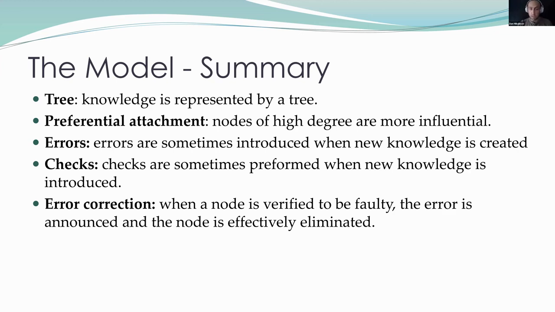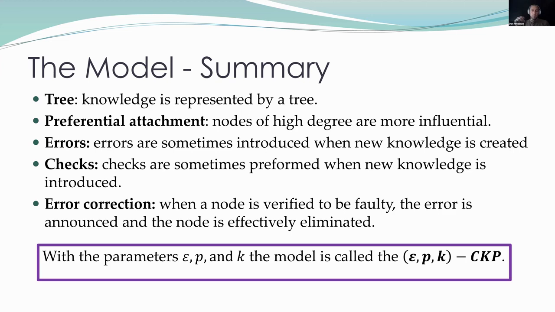So that was our model. And with the three parameters we introduced, epsilon, the proportion of errors, P, the proportion of nodes being checked, and K, the depth of each check, we call or define this model the epsilon-P-K CKP. Okay, CKP stands for cumulative knowledge process.